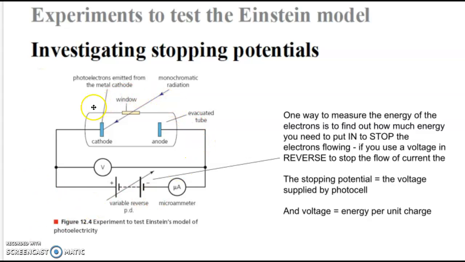So what you've got here is a photocell. The electrons move across, but we put a variable reverse PD in here, going the opposite way, and we adjust it so that it is making the current flow in the opposite direction. When this ammeter registers 0, then the voltmeter here will give you the voltage at which the ammeter is 0. And that voltage is called the stopping potential. The stopping potential is the voltage supplied by the photocell. And if you know the voltage supplied by this photocell, you can work out the energy and even the velocity of the fastest electrons.